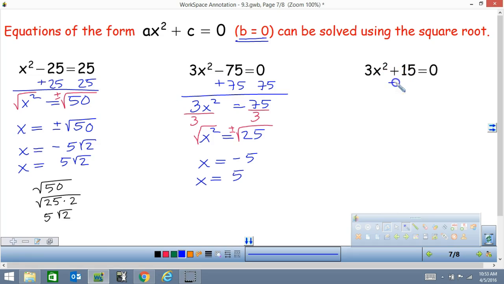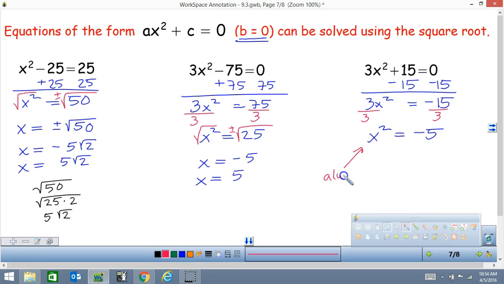In the next example, I'm going to add negative 15 to both sides. That leaves me with 3x squared equals negative 15. I'll divide both sides by 3. Now I have x squared equals negative 5. But again, x squared is always positive. It will never equal negative 5, so there are no real solutions.